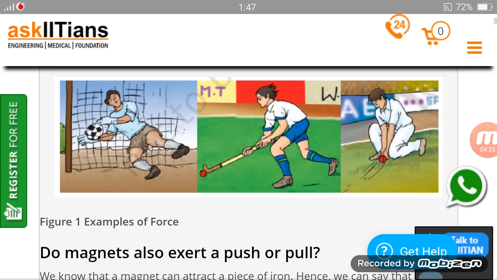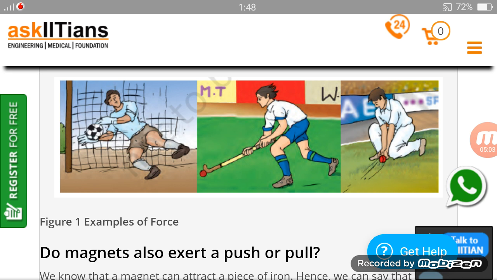So here are some examples of force in figure 1. You can notice them. See, in the first condition, the goalkeeper is bringing the ball to rest because it was in motion, and he is stopping the ball. So he is making the ball be at rest, or bringing it to the stationary position. However, in the second one, what's happening? The player is pushing the ball, so it is moving away from him. He is not making it rest, he is making it move.